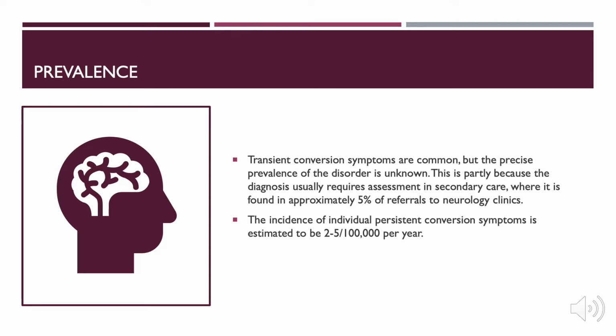So the incidence of individual persistent conversion symptoms is estimated to be between 2 to 5 people out of 100,000 people per year. But again, those are very estimated because a lot of times people don't end up in therapeutic settings.